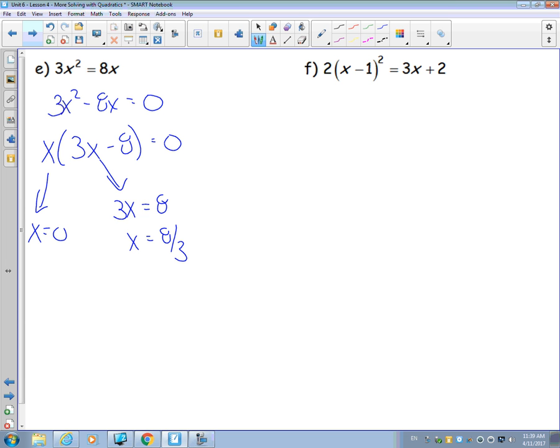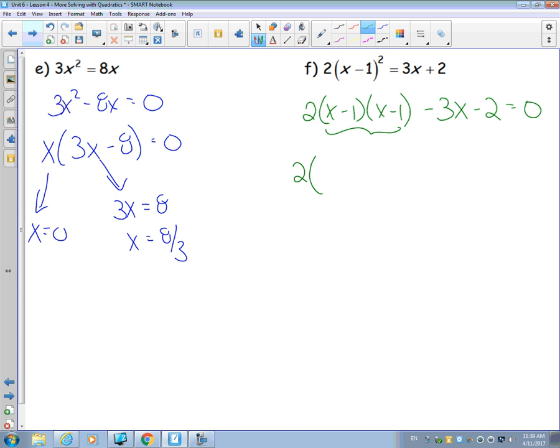Oh, I got a messier one. It's not equal to 0, and I got brackets. I've got to get rid of those. So, a bracket squared, we know, means to write it out twice. I can also bring the other parts over, because I want to make it equal 0. Here, I'm going to have to FOIL.